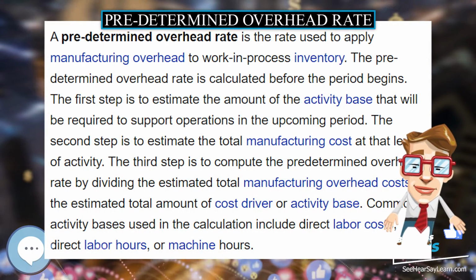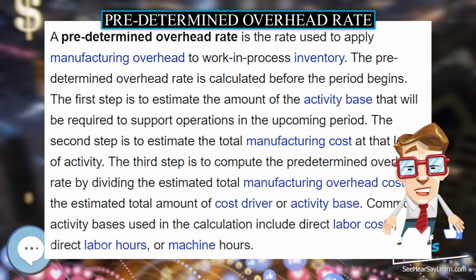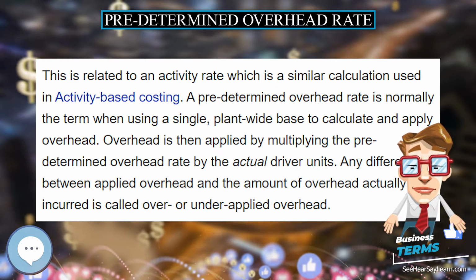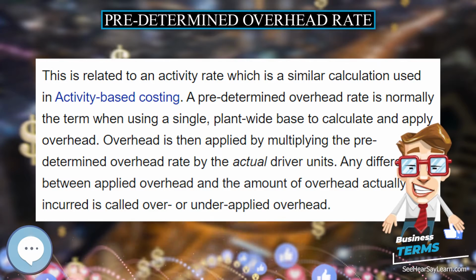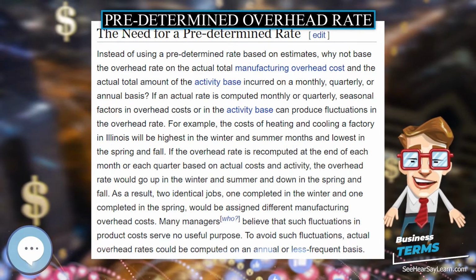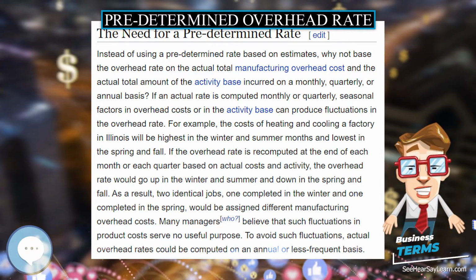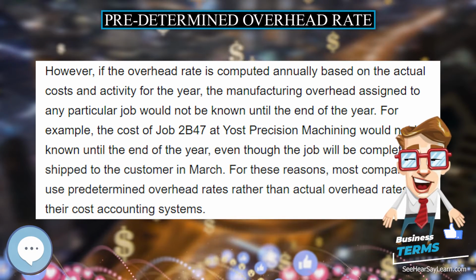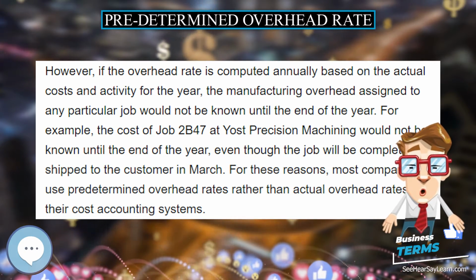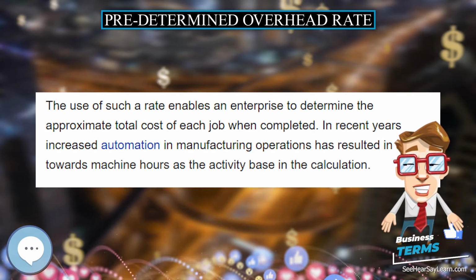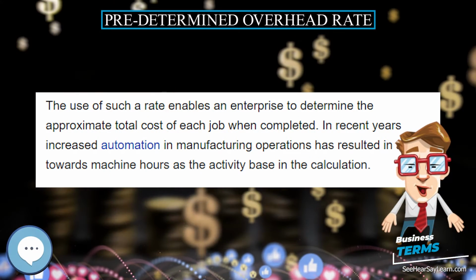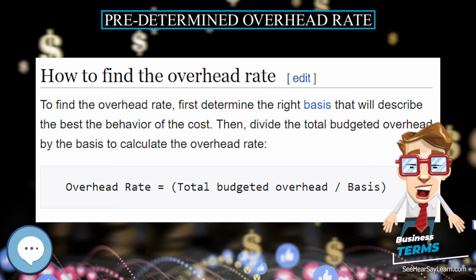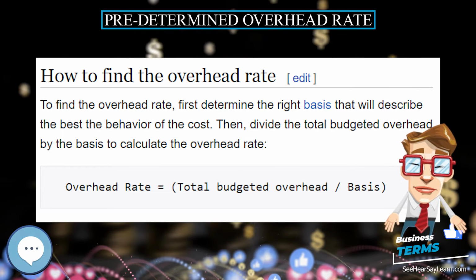Predetermined overhead rate. A predetermined overhead rate is the rate used to apply manufacturing overhead to work-in-process inventory. The predetermined overhead rate is calculated before the period begins. The first step is to estimate the amount of the activity base that will be required to support operations in the upcoming period. The second step is to estimate the total manufacturing cost at that level of activity.